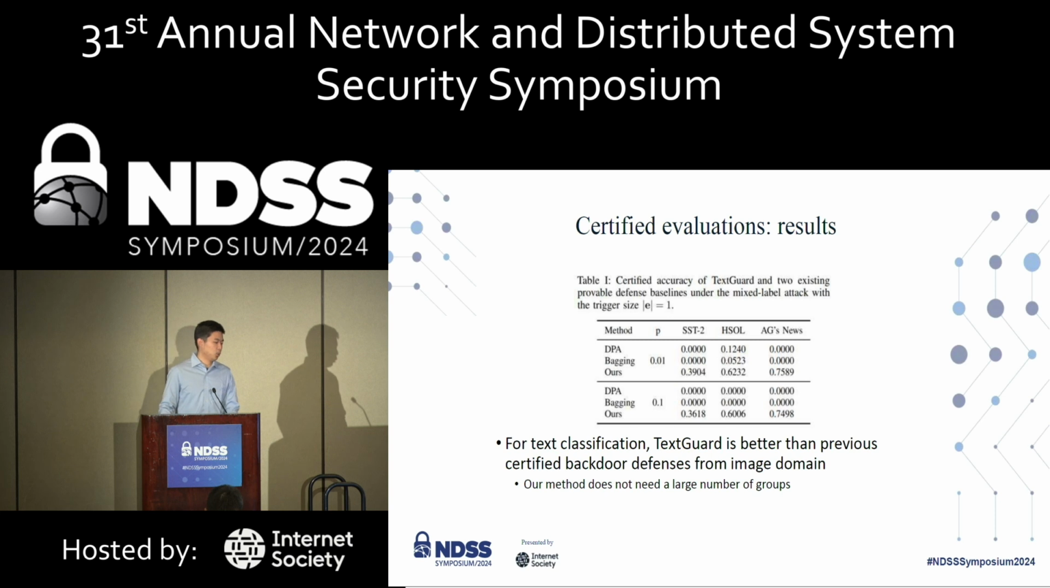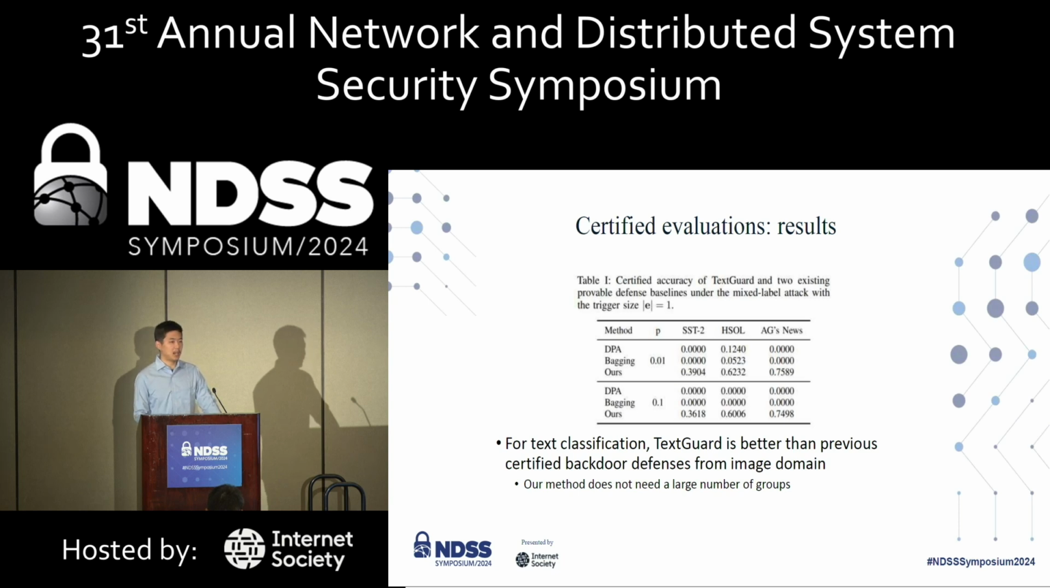In this table, we compare the certified accuracy of our method and the 2 existing baselines from the image domain on the mixed label attack settings. So as you can see, the 2 baseline methods cannot provide meaningful certified accuracy even when the poisoning rate is just 1%. By contrast, our method can provide much higher certified accuracy. So it demonstrates the superiority of our method.